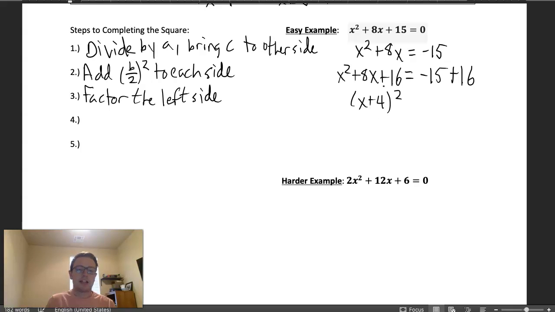And typically when we factor, we're just going to say this is x plus or x minus whatever the square root of our constant is. And this will be equal to what? Negative 15 plus 16, that'll be positive 1.